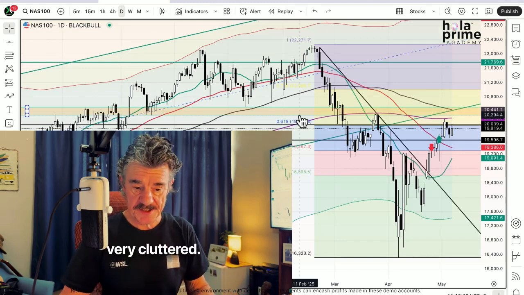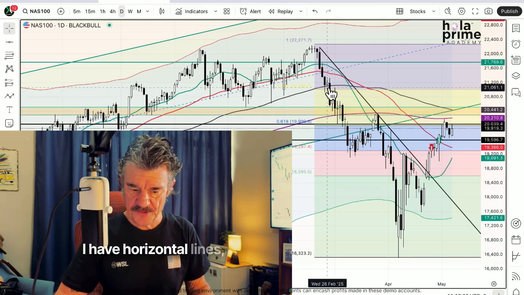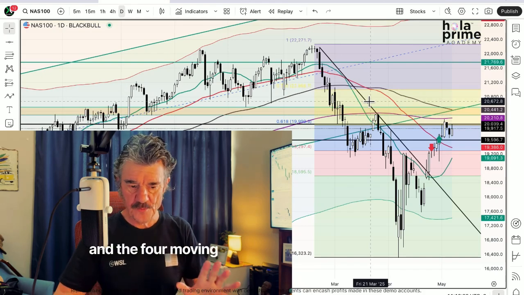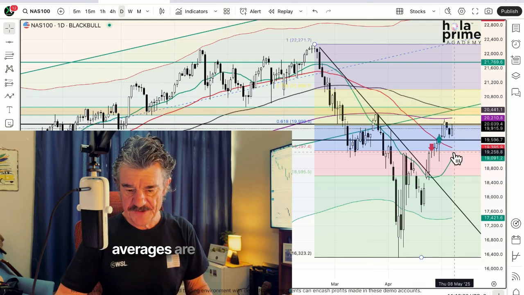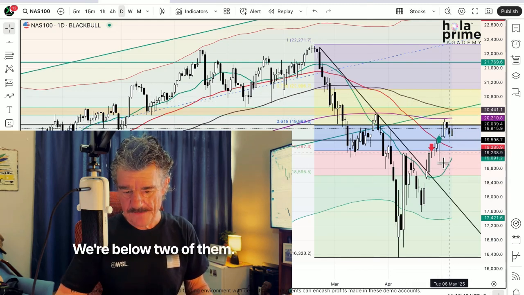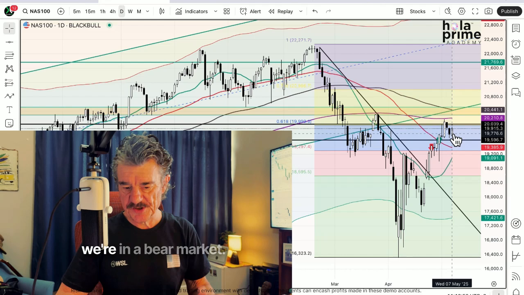This chart's very cluttered. I don't normally have so much clutter on my charts, but I always have the basics. I have horizontal lines, trend lines, and the 4 moving averages, which keep me in check and keep me in the right direction. All of the moving averages are now angling down. We're below 2 of them. The 20 is curling up, and we are above the 50. But in the bigger picture of things, we're in a bear market.